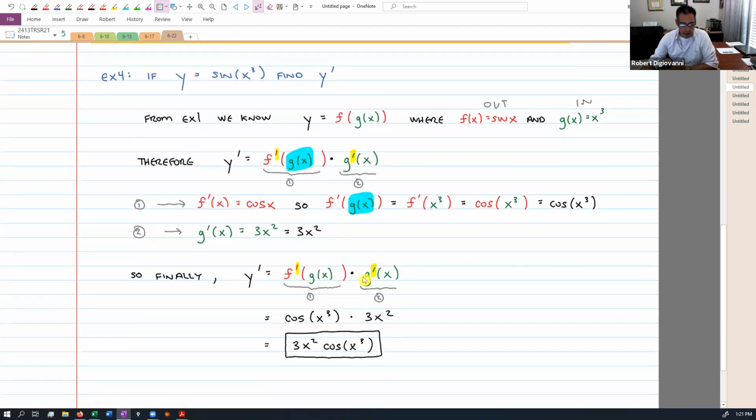And now we put them together. So what we got from the first part was this, what we got from the second part was this, and we just multiply the two together and we get this result right here. So it's cosine of x cubed times 3x squared. And what I decided to do was move the 3x squared out in front of the cosine of x cubed. You could leave it like this, but just so you don't accidentally put the 3x squared together with this x cubed, I pushed it out front. That's the chain rule.